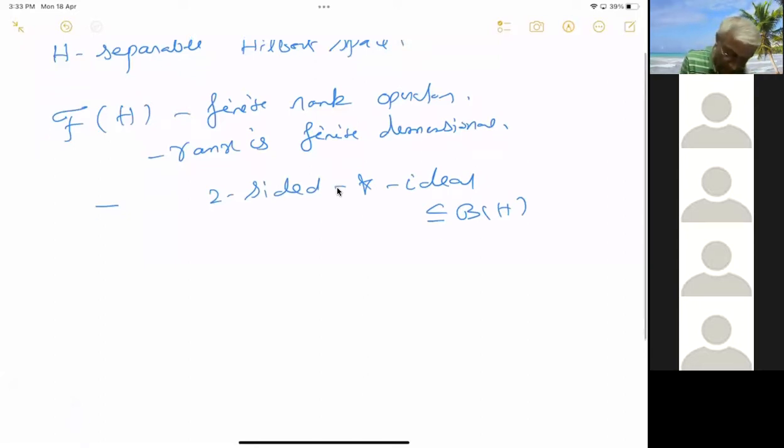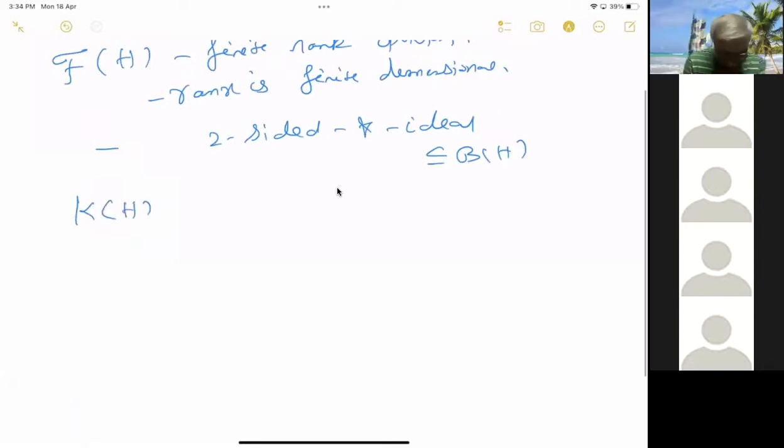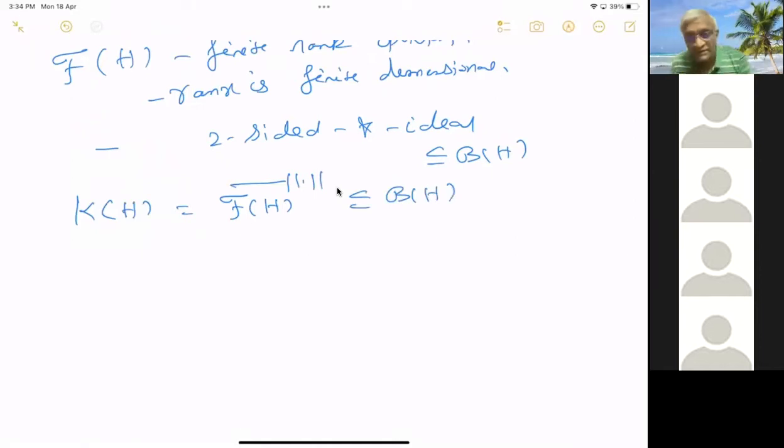Okay. So then we define K of H equal to the closure of F of H in the norm topology, in B of H. We showed that if you take a different topology called strong topology, which is point-wise convergence, this is uniform convergence. Norm topology is uniform convergence over balls, closed balls or open balls, whatever. It's uniform convergence over bounded sets in Hilbert space. If you use just point-wise convergence, then this K of H is dense in B of H. But if you take the norm convergence, then it is just a proper ideal. That's what you will show.